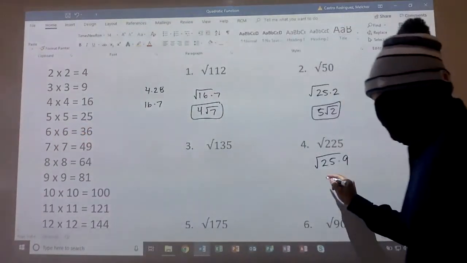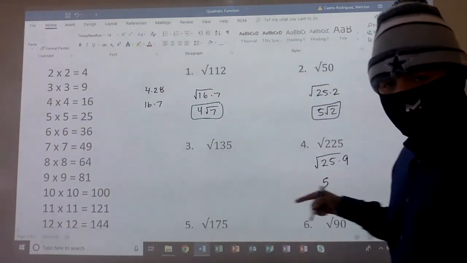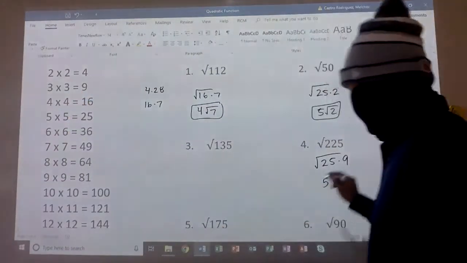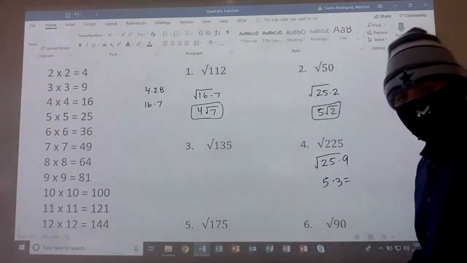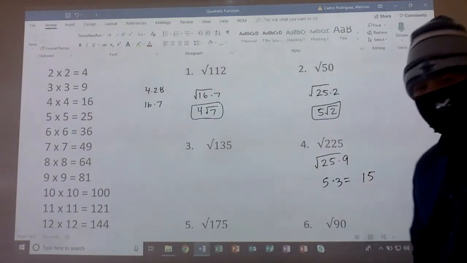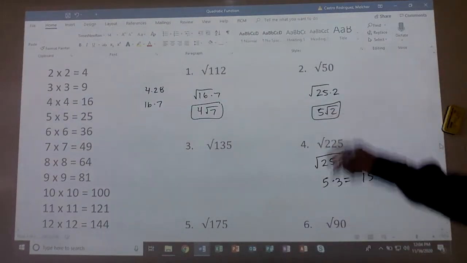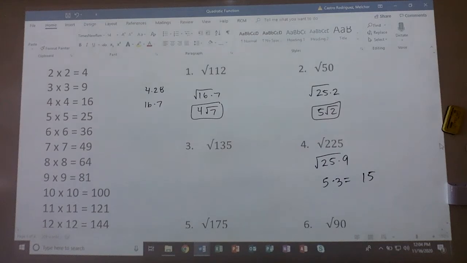I'm going to check 9. Is 9 on my list? It is. So the number that comes out is 3. 5 times 3, my final answer, 15. Problems 1 through 15, that's the homework there. I already did 3 for you. But most important, you need this so you can start analyzing the quadratic function.